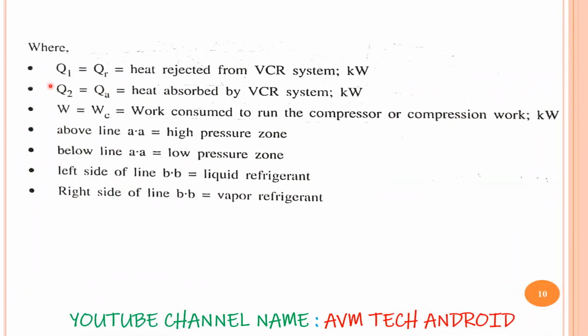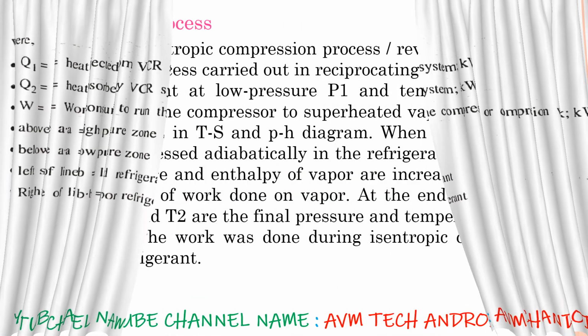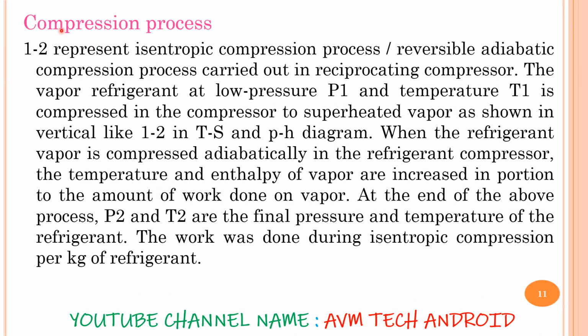So all the things we had discussed: QR, that is heat rejected; QA, that is heat absorbed; compression work, that is WC. Above line A is high pressure, below line A is low pressure. The left side of the line will be liquid refrigerant, the right side vapor refrigerant. Now the compression process is shown here. We will not go into detail about all these things, since what I had discussed is the same as mentioned here.